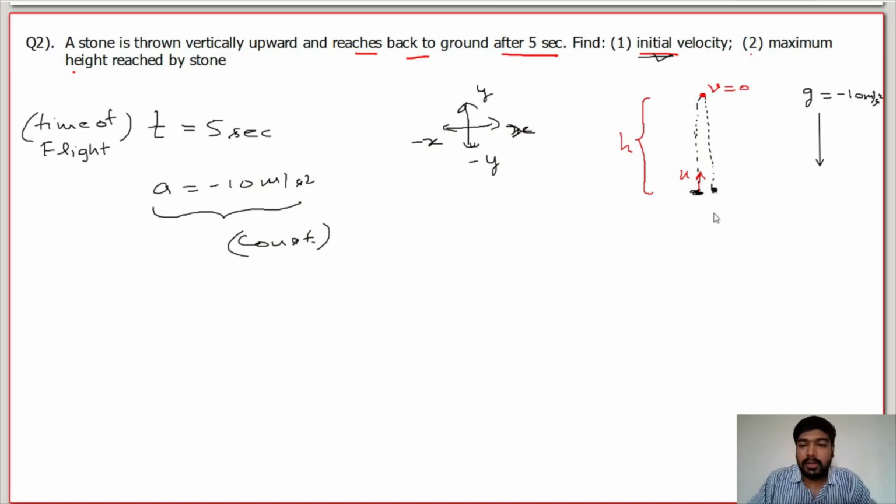So what we can do is take just half of the trip. That means time will become half. I'll take the time t1, and it will be half of 5, that means 2.5 seconds. Why? Because we have considered half of the flight.